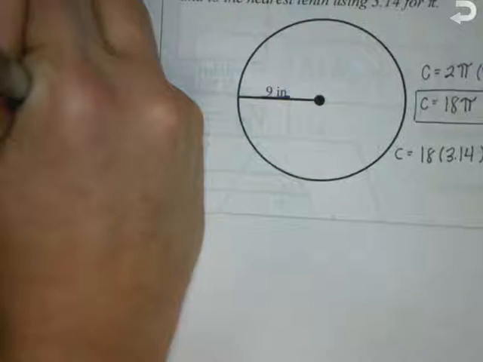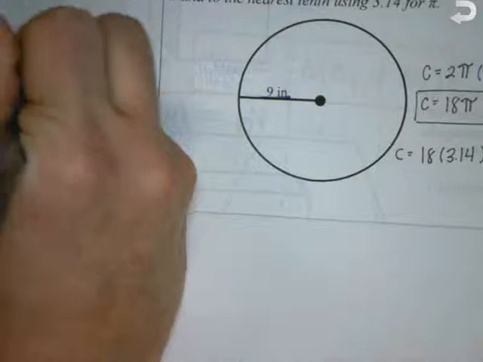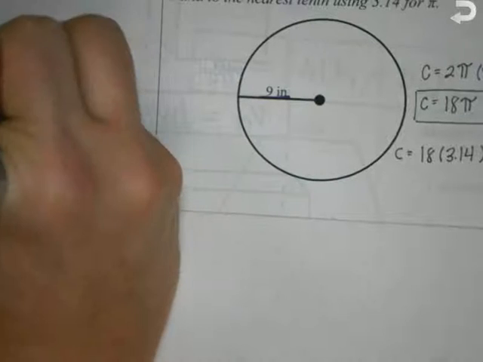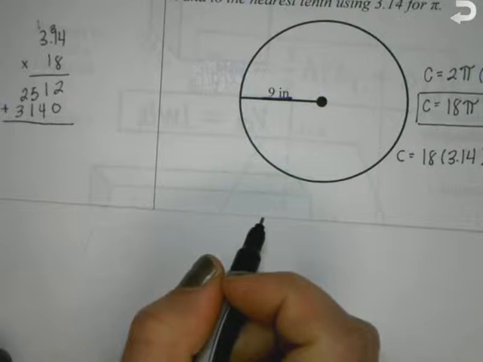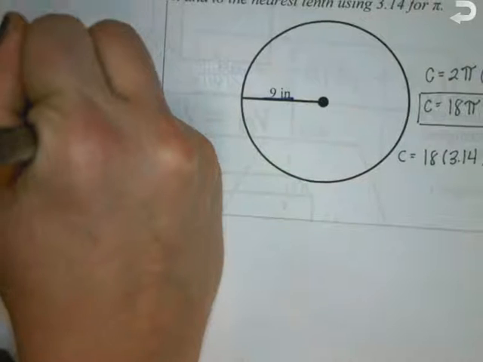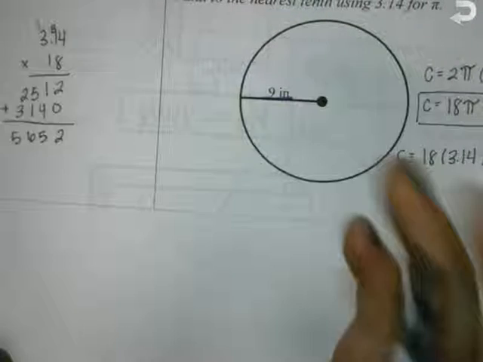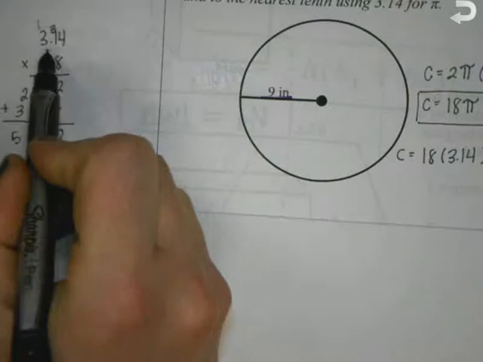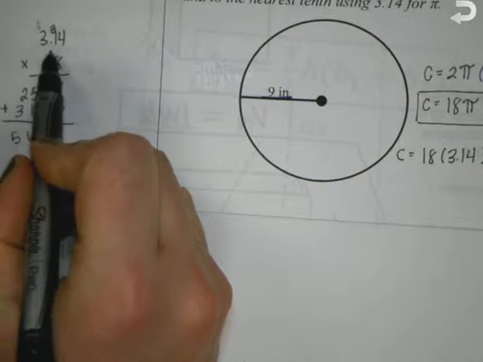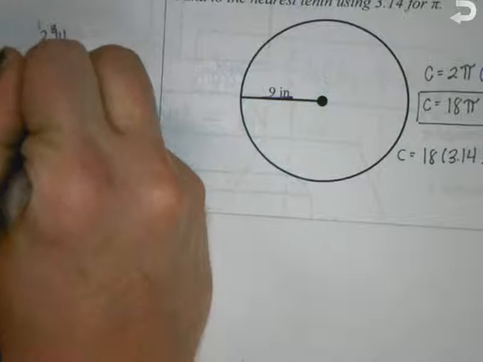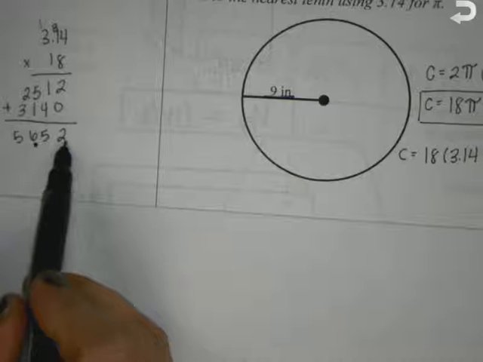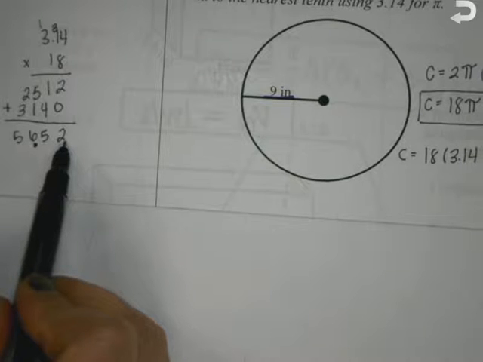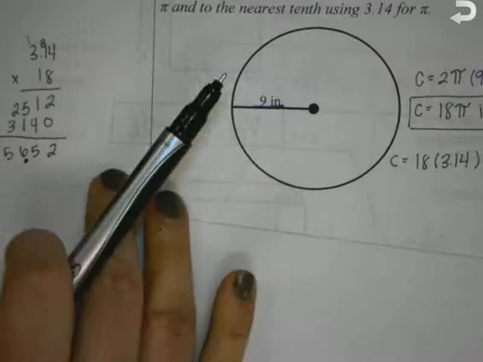And I need to move the decimal over how many spaces? 1, 2. So we have 56.52 inches, but I needed to round it to the nearest tenth. How many decimal places is that then? 2 decimal places. No, 1, right? Tenths, hundredths, thousandths. So I need to move it to 1 decimal place.